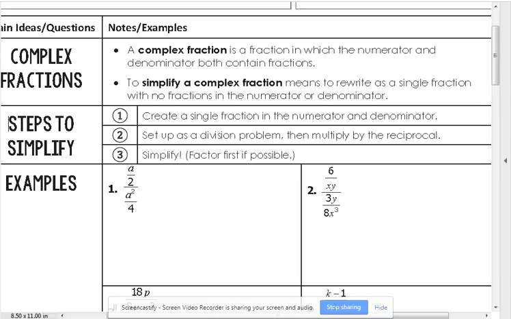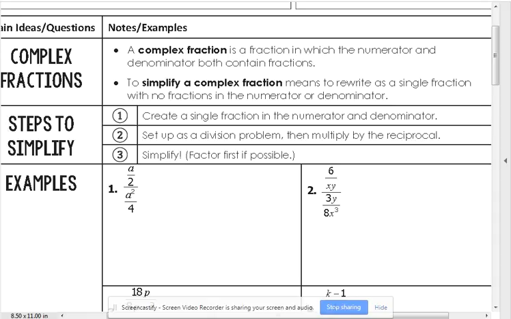So to simplify these complex fractions, we want to rewrite it so that it's a single fraction. We don't want this fraction over a fraction. We want to be able to turn it into just a single numerator and a single denominator. So the instructions here say to create a single fraction in the numerator and in the denominator. That's not going to apply to the first few questions that we do.